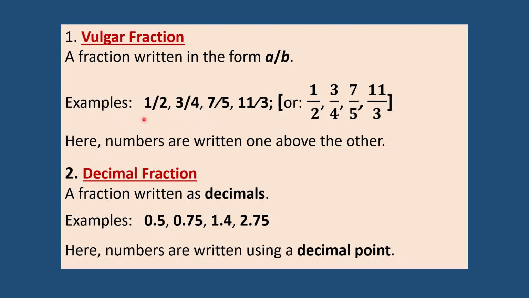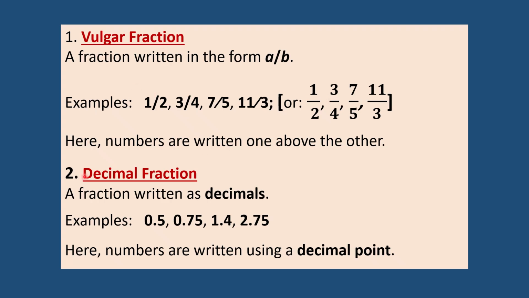But if you're typing on a computer, then the slash would be easier. So both of them are allowed. The horizontal line is usually preferred in schools, particularly lower classes, and the slash is how we type on a computer. So the numbers are written one above the other, or two numbers separated by a slash or by a horizontal line. So that is a vulgar fraction.